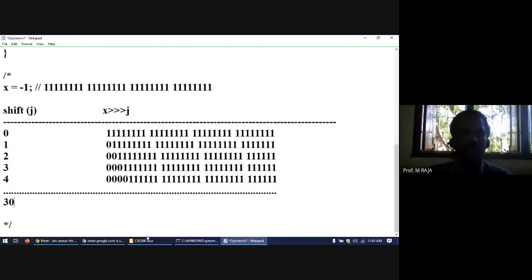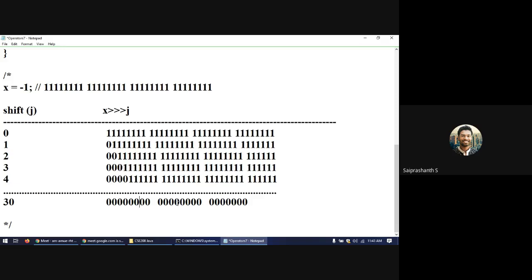During the 30th shift, what happens? Need to write. 1, 2, 3, 4, 5, 6, 7, 8. Then 1, 2, 3, 4, 5, 6, 7, 8. Then 30. 1 means how many zeros are there? 1 zero. Carefully look here. 2 means 2 zeros are there. 3 means 3 zeros. 4 means 4 zeros. So during the 30th shift, how many zeros are there? 30 zeros.